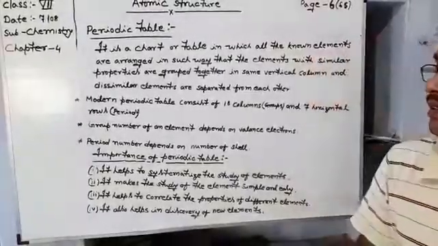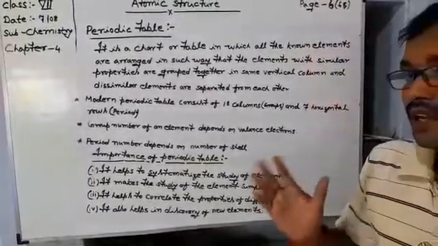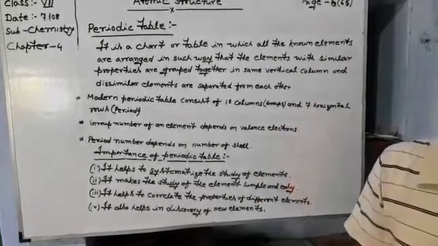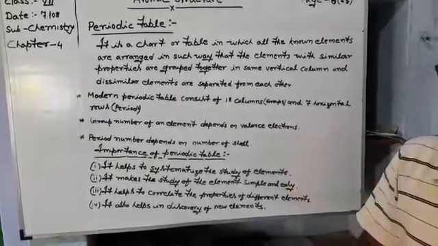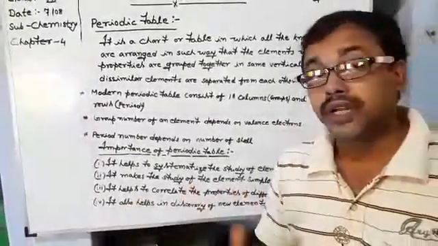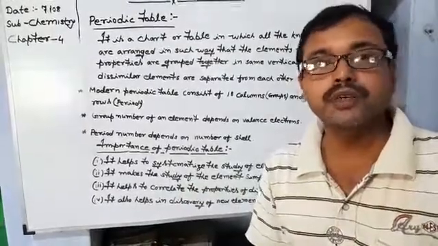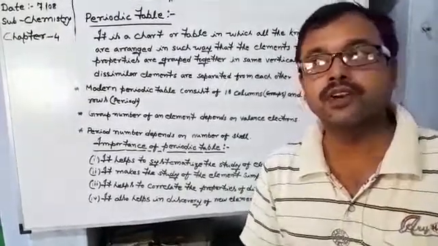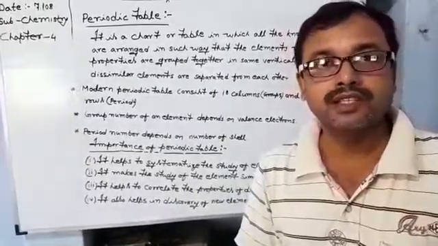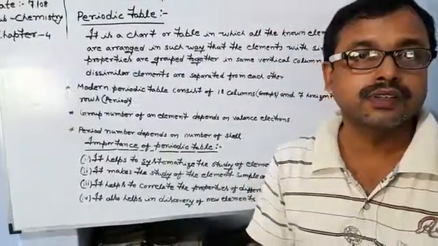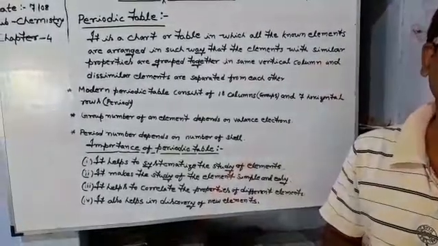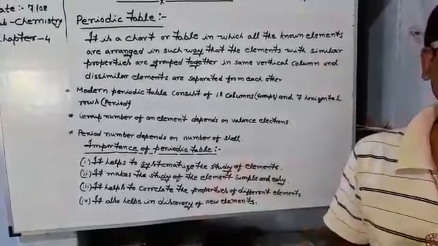In the periodic table, atoms are arranged in a group on the basis of their valence electrons or valency. For example, take the sodium element, whose atomic number is 11 and its electronic configuration is 2, 8, 1. That means its valence electron is 1. So on the basis of the valence electron, its group is decided as group 1.